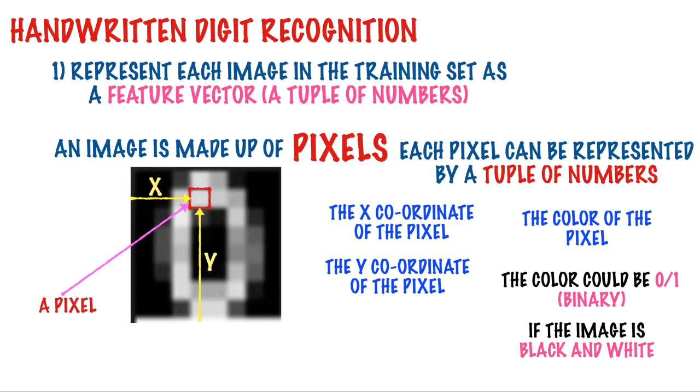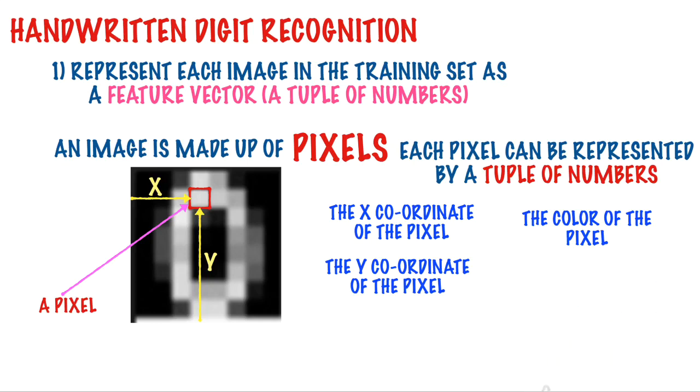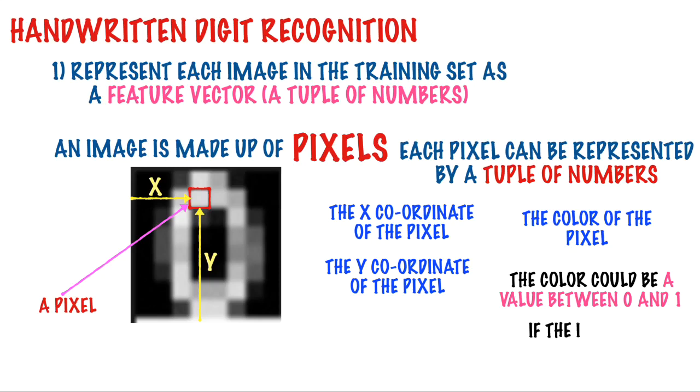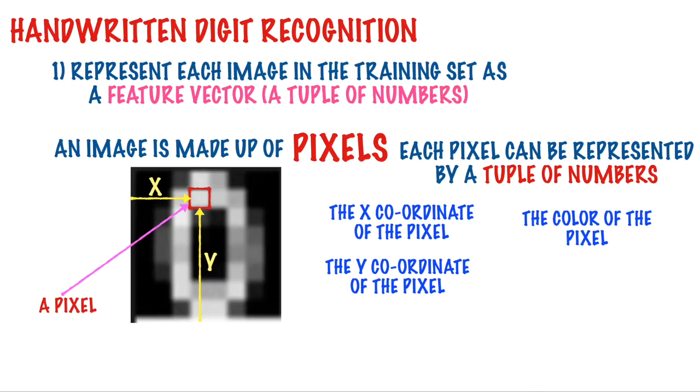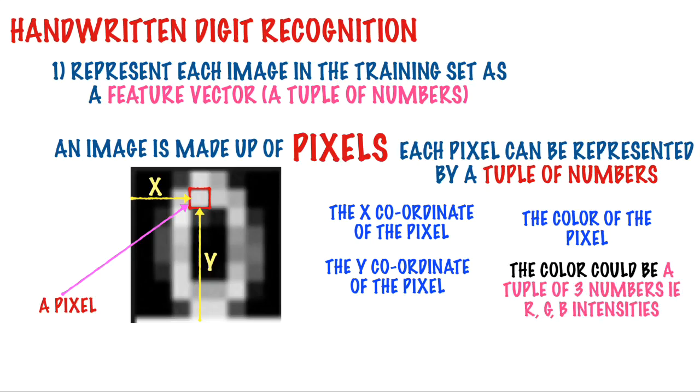Usually the color value won't be binary though. In fact, it would be a number between 0 and 1, and in that case you would see something called a grayscale image. That number between 0 and 1 would represent how gray that particular pixel is. 0 could be white and 1 could be black, or the other way around. What happens when you have a full color image? Each pixel then actually has 3 numbers to represent the color. Each number represents the intensity of one primary color.